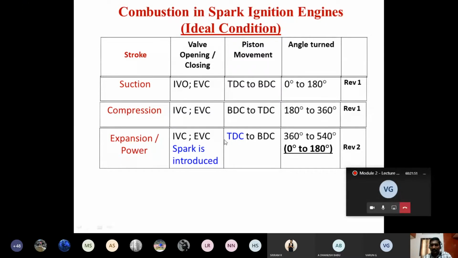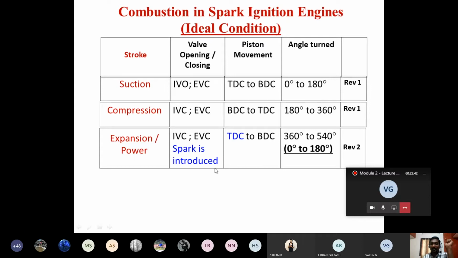So here I have highlighted 2 things in the expansion stroke. One is the TDC, right? Sometimes we will start measuring only from TDC. If that is the case, then they may say the angle turned will be so many degrees after TDC, or so many degrees before TDC. For the second revolution, some of the authors, if you refer to the books, will refer to it as from 0 degrees for the third stroke, that is, the expansion stroke. That means they are considering TDC as 0 degrees. The crank angle is 0 degrees at TDC. After that, the movement of the piston beyond TDC, that is, while moving from TDC to BDC, that angle can be represented like this also. If you start from the beginning, including revolution 1, then it is 360 to 540. If you consider revolution 2 alone, then the angle turned during the expansion stroke is from 0 to 180 degrees.